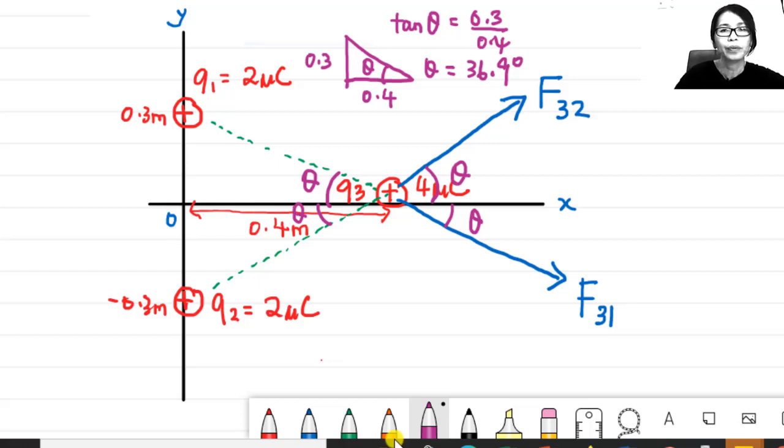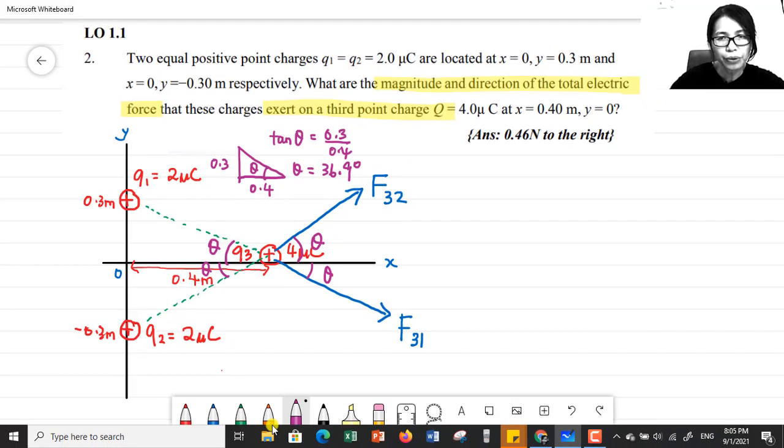Okay. So after we have drawn the vectors of the electric forces acting on the charge Q3, then we will calculate the magnitude. Kita akan kira dulu nilai F31 dan F32 using Coulomb's law. So F31 will be K Q1 Q3 over R squared. The R will be the separation antara charge 1 dan charge 3.